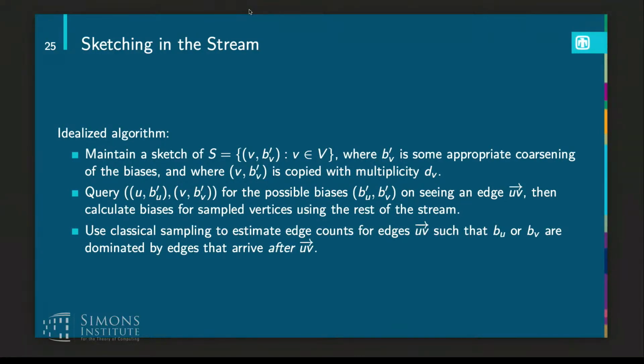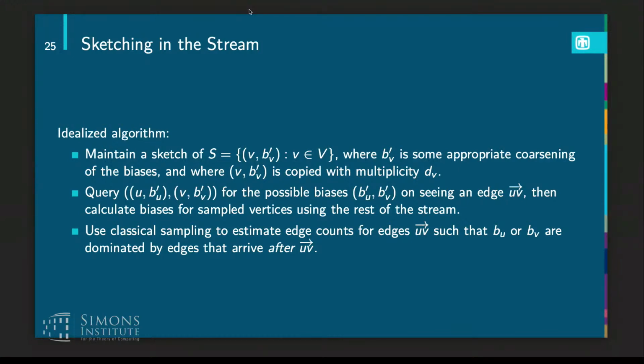And then, we can just do some classical sampling stuff to deal with all of the cases where these biases are dominated by edges that arrive after UV. So this corresponds to the case in the two-player setting where Bob's degree for a vertex was much higher, and therefore Bob's input determined the degree of that vertex.